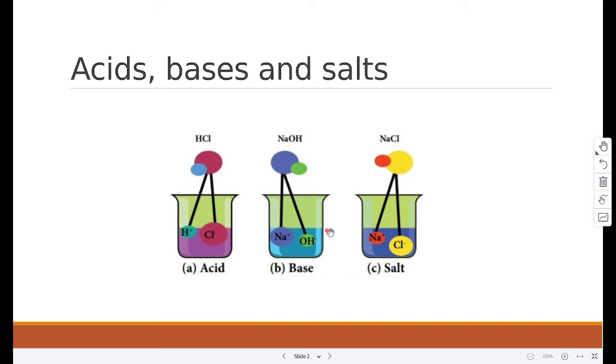Now, the reaction is used as a chemical test to confirm the presence of ammonium ions. So, alkali is added to the substance with gentle warming, followed by the test for ammonia gas using damp red litmus paper. So, if the litmus paper turns from red to blue, ammonia is present.